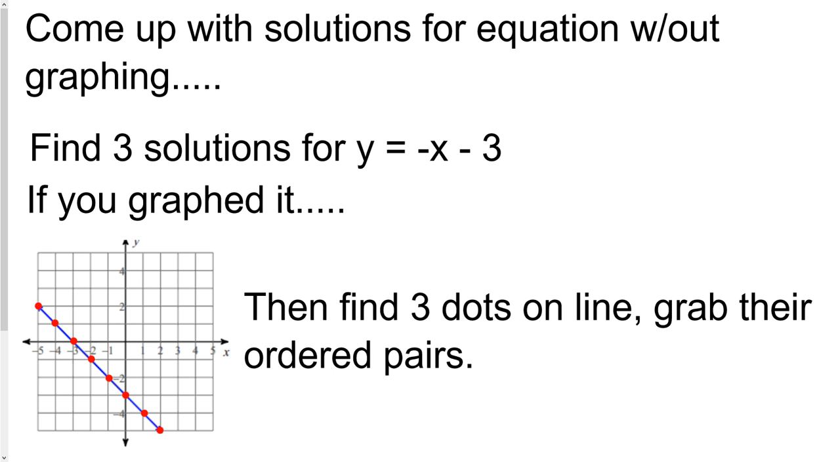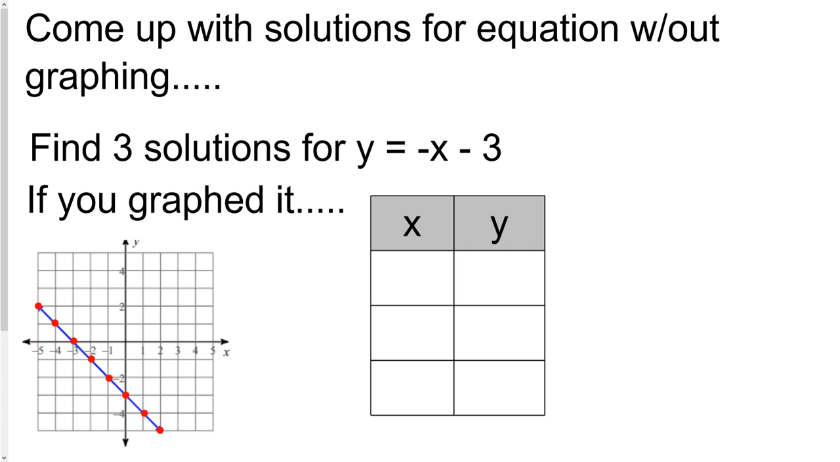Every single dot is a solution. So how many do they want? They want 3. How do we show it? Just make an XY table and go steal the values. This dot right here would be negative 3, 0. This dot right here would be 0, negative 3. And this dot right here is 2, negative 5.